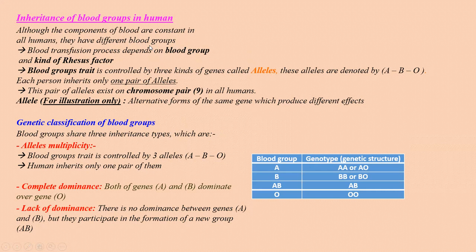Then we share our blood groups in only 4 main types. A blood transfusion process depends on the blood group. When someone goes to donate his blood, they ask him what is your blood group? He says my blood group is A, or no, I am blood group B, or AB, or O. Only 4 types of blood groups.